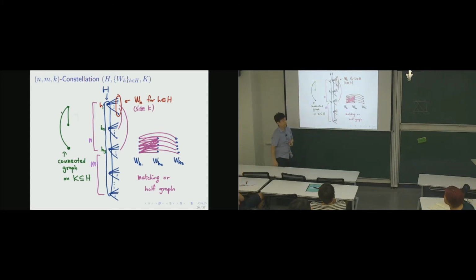What is W_H, a number or what? W_H is for each H, so this set is W_H. Oh, it's a set of vertices. Yeah, a set of vertices. So this is W_{H_i}, sorry. That's okay.